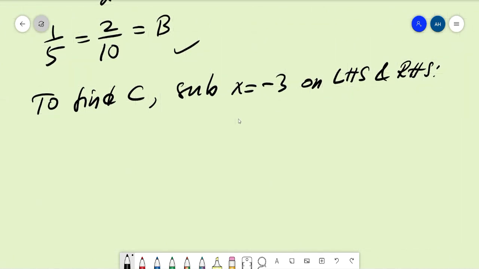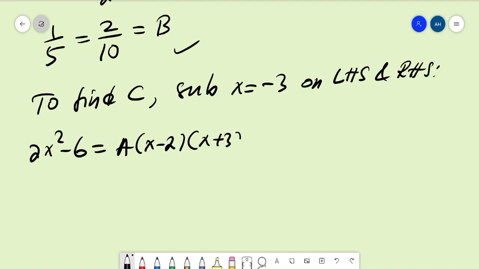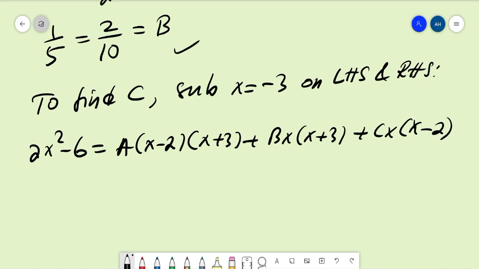So we have 2x squared minus 6 equal to a times x minus 2 times x plus 3, plus b times x plus 3, plus c times x multiplied by x minus 2. So when we substitute x equals -3, this term will cancel, and this term also will cancel, going to 0.